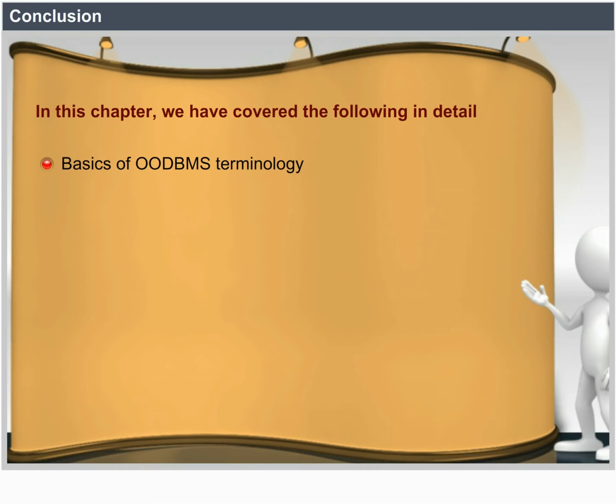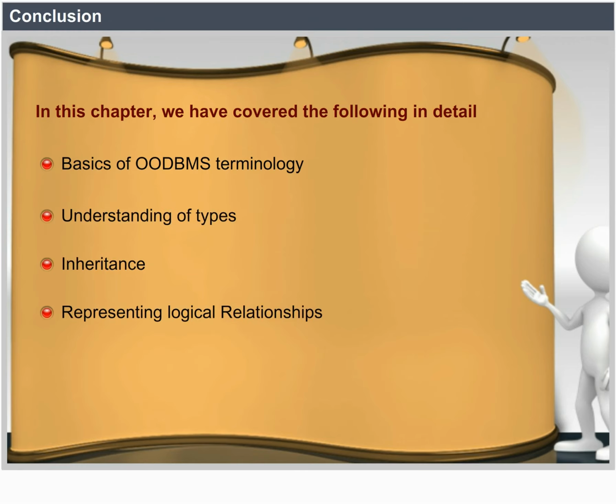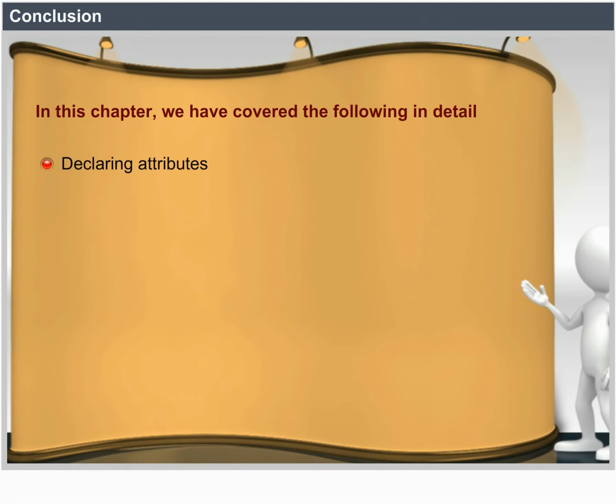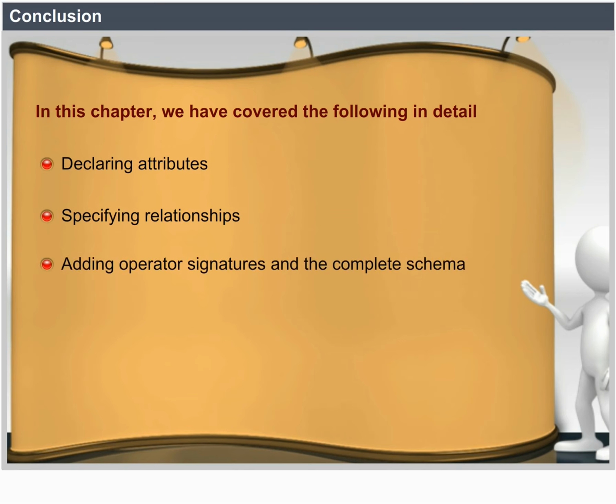Basics of object-oriented database management systems. Terminology. Understanding of types. Inheritance. Representing logical relationships. Basic interface and class structure, declaring attributes, specifying relationships, adding operator signatures, and the complete schema.